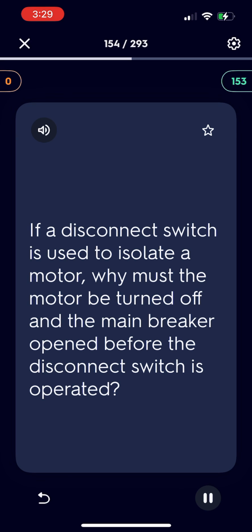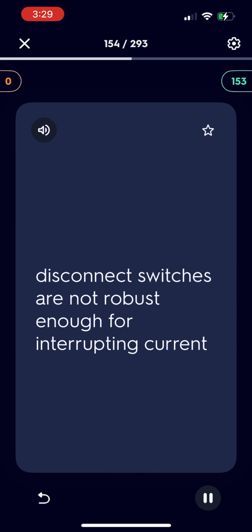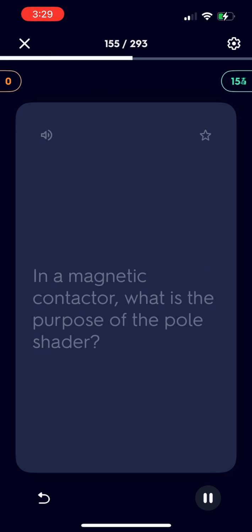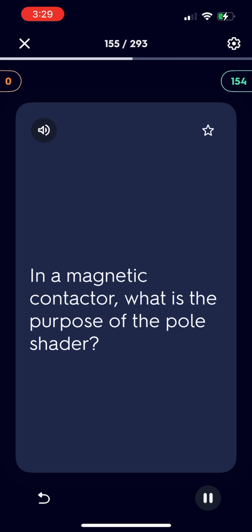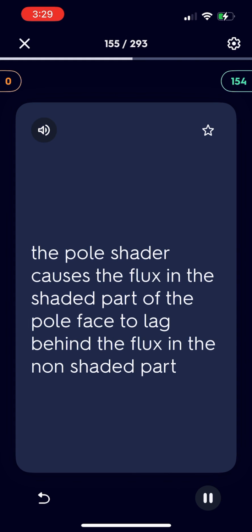If a disconnect switch is used to isolate a motor, why must the motor be turned off and the main breaker open before the disconnect switch is operated? Disconnect switches are not robust enough for interrupting current. In a magnetic contactor, what is the purpose of the pole shader? The pole shader causes the flux in the shaded part of the pole face to lag behind the flux in the non-shaded part.